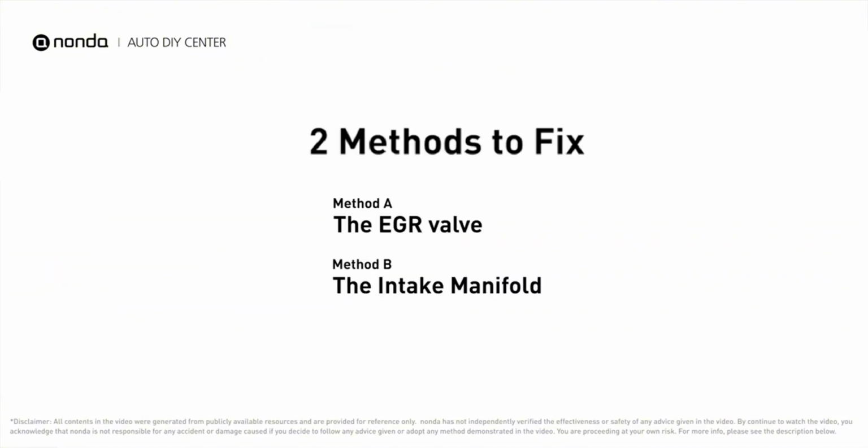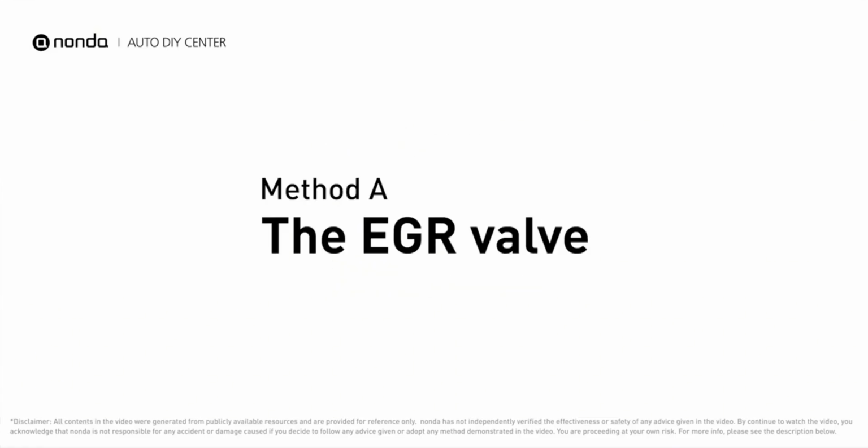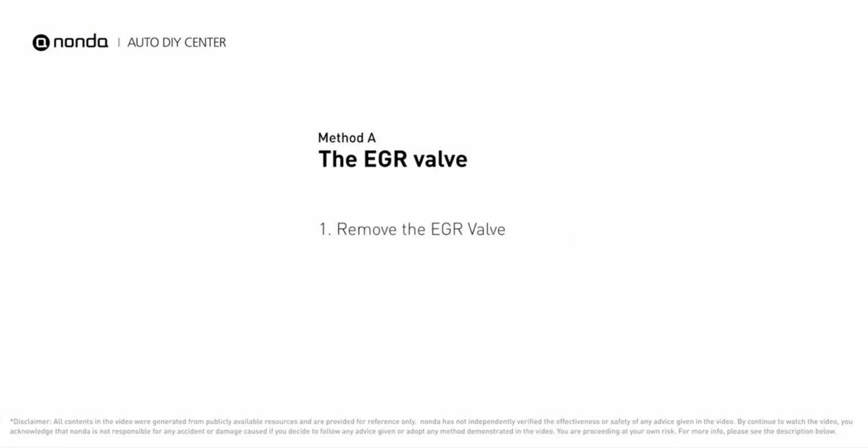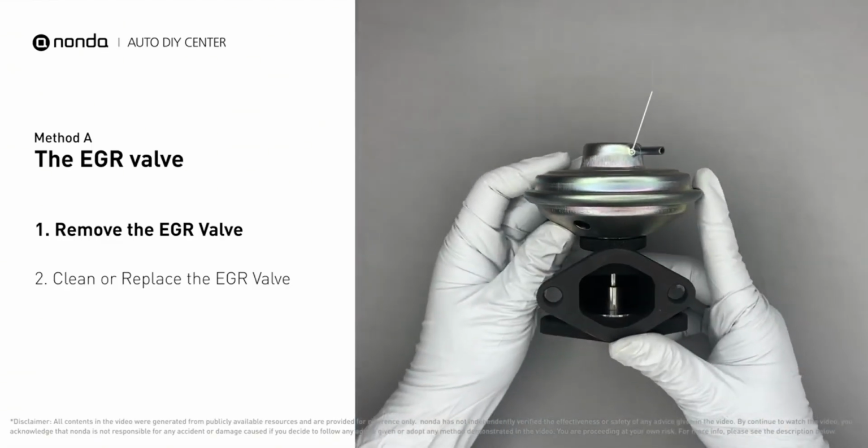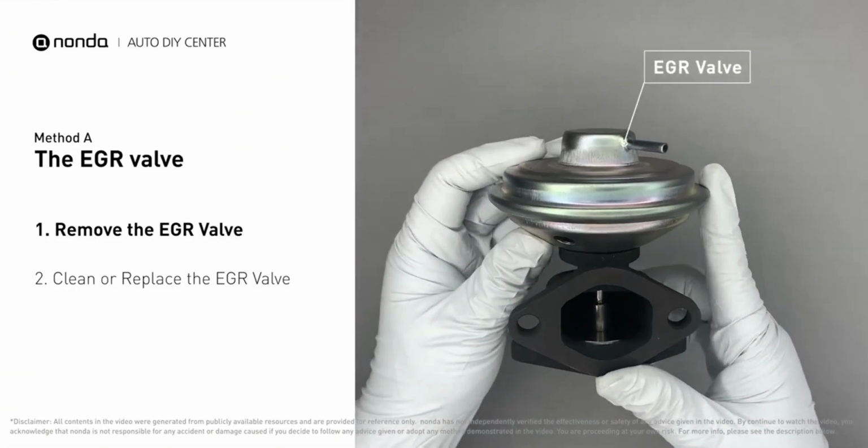Here are two of the most practical solutions to fix these error codes. Method A, the EGR valve. The EGR valve is located toward the rear of the engine, just to the right side of the center. First, carefully remove the EGR valve from your car.